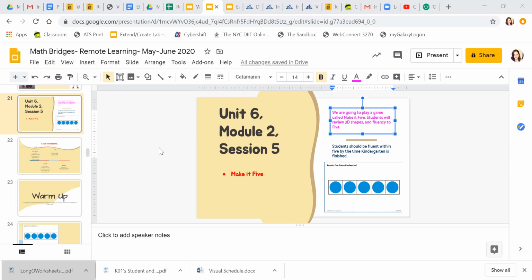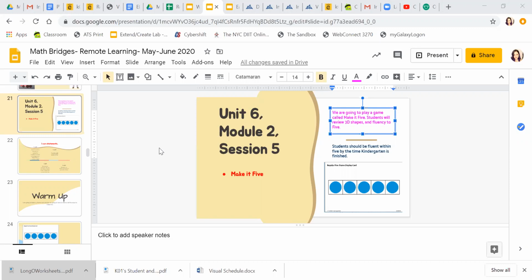Okay? So today's session is called Make It 5. And we're going to play another game, and that's what it's called. It's called Make It 5. And we're going to quickly review 3D shapes. And we're also going to practice fluency to 5 in today's lesson.